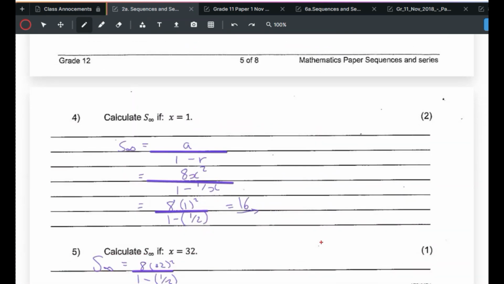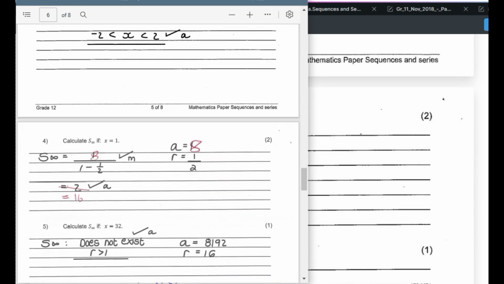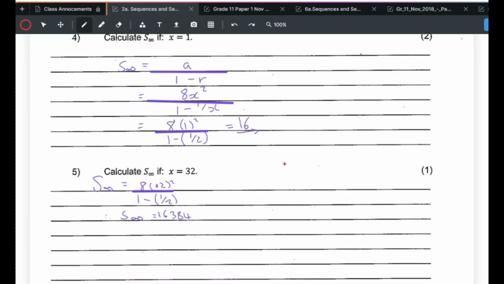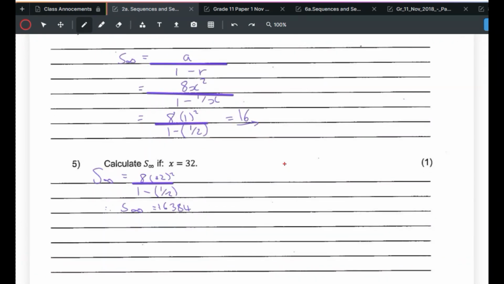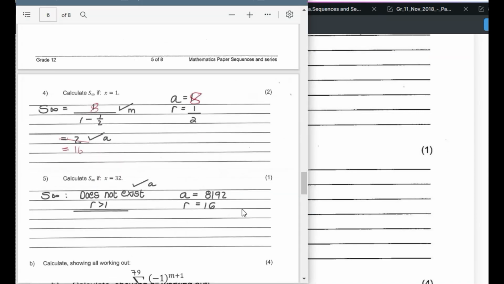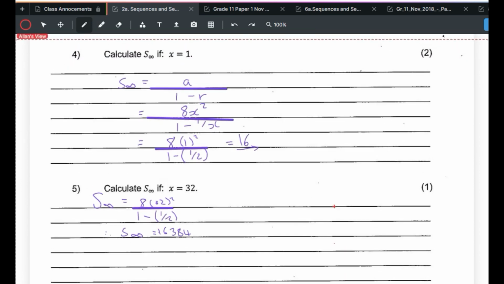Sum to infinity. Let me just check if this is right. I think it should be 16. Absolutely right. Calculate sum to infinity if x is 32. Wait, curious. Oh, they told you x is 1. Okay, so this is x is 32. So the answer. This was a trick question. That was why it was 1 mark.